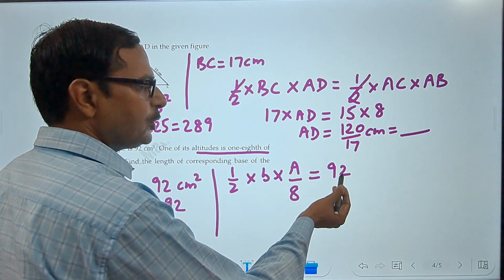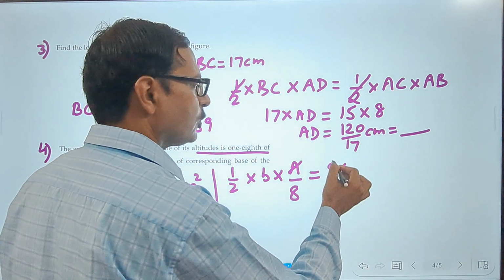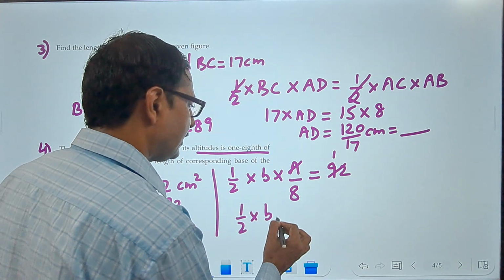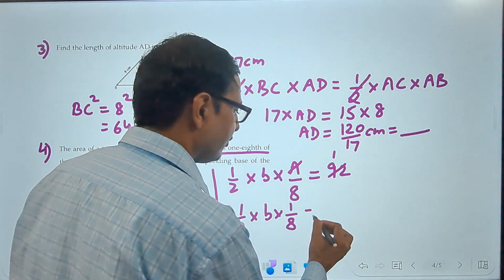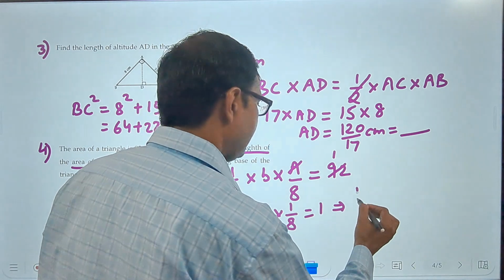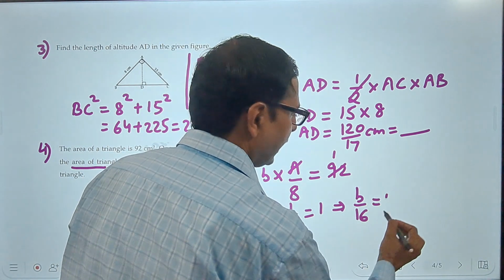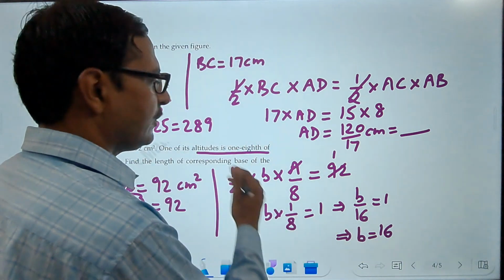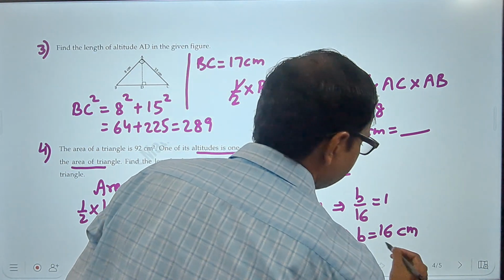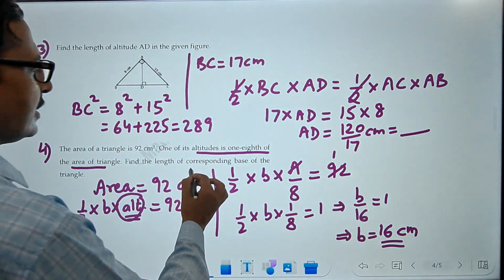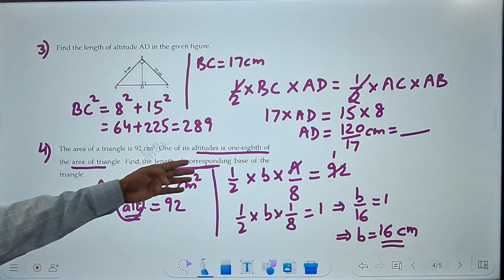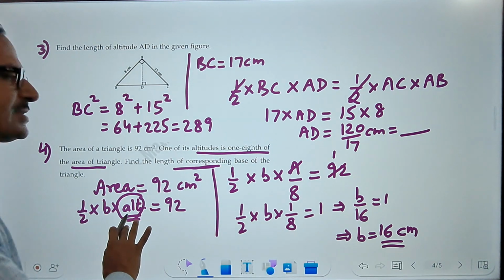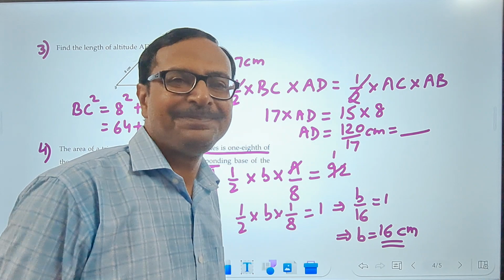So I just substituted the altitude as 1/8 of area. Now area is 92, so we can cancel this 92 on both sides. This will become 1. So half times b times 1/8 is 1. That means b upon 16 is 1, and therefore the base is 16. The unit was centimeter, right? So 16 centimeter. That was the question based on finding the length of the corresponding base of the triangle when the altitude is given in terms of area.